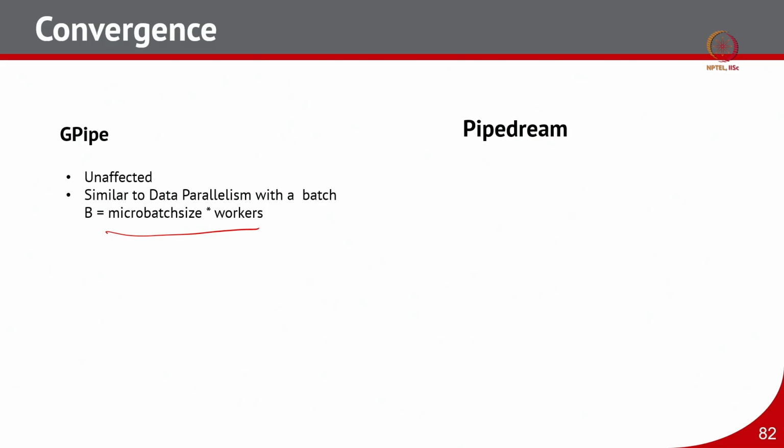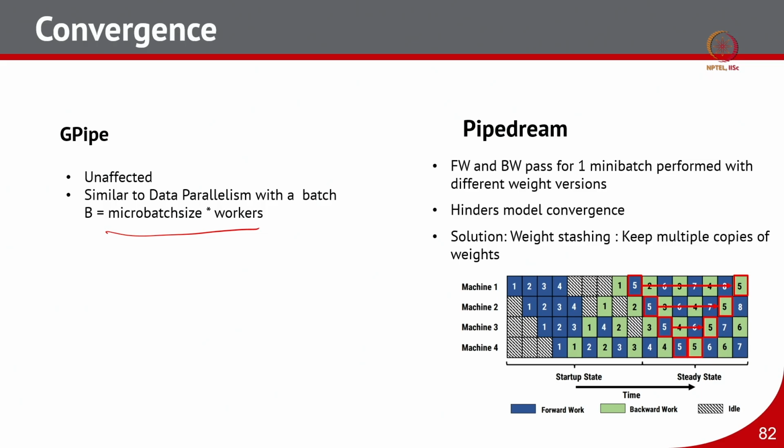So in GPipe the convergence is unaffected, but in PipeDream the forward and backward pass for one mini batch are performed with different weight versions. For example, this is the forward pass of the 5th mini batch and this is the backward pass of the 5th mini batch, but in between the weights have been changed, correct, which is not intended. The backward pass of the 5th mini batch should be performed with the same weights or activations which were used in the forward pass of the 5th mini batch. Due to that the model convergence is hindered.